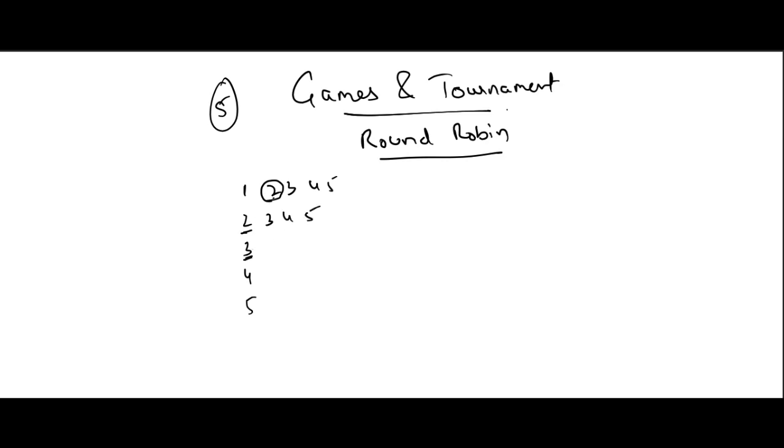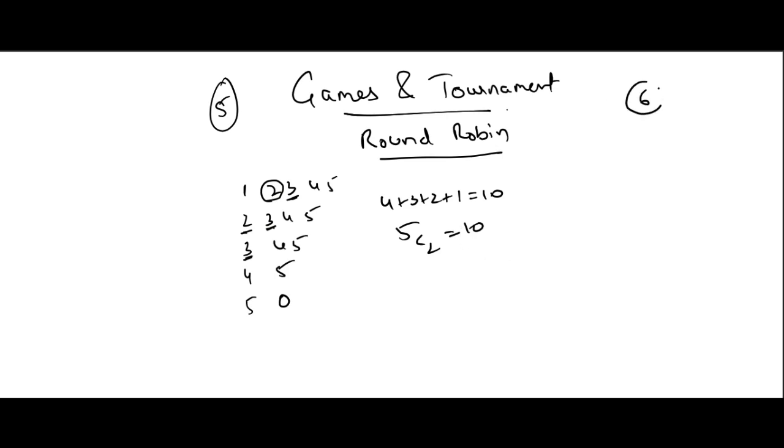Similarly 3 will play against 1, we have registered that. 3 and 2 will play, it's already written, so 3 will play against 4 and 5. Same, 4 will play against 5, and 5 will play against 1, 2, 3, 4, but it has been registered. So the total number of matches, if we count, is 4 plus 3 plus 2 plus 1, that is 10 matches. Or the other way we can say is 5C2, that is also 10. That means out of 5 we have to make 2 combinations, so it will be 5C2.